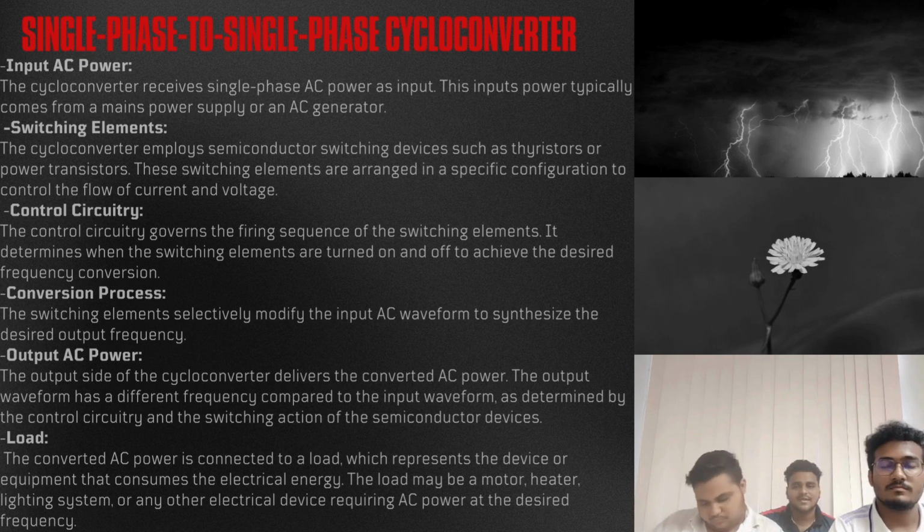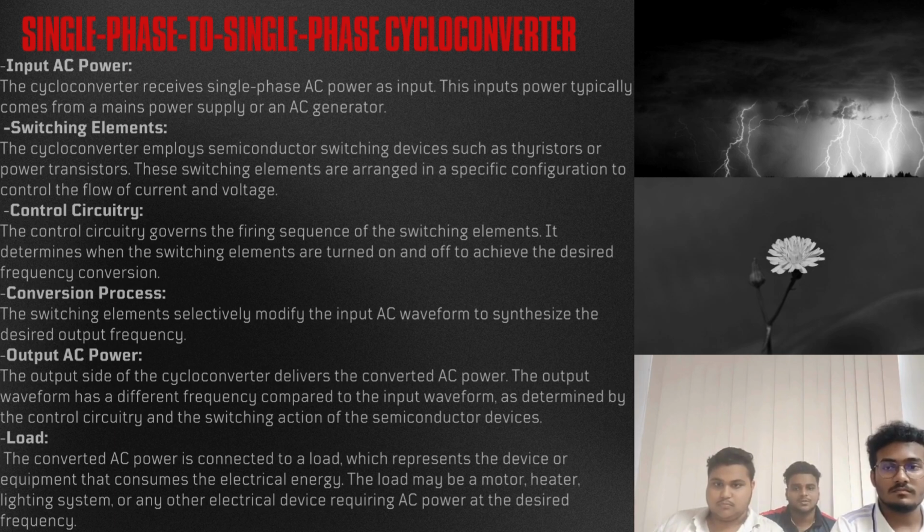Okay, for the single phase to single phase cycloconverter, they have input AC power, switching elements, control circuitry, conversion process, output AC power, and load. For the input AC power, the cycloconverter receives single phase AC power as input. And for the switching elements, the cycloconverter employs semiconductor switching devices such as thyristors or power transistors. And for the control circuitry, the control circuitry governs the firing sequence of the switching elements. It determines when the switching elements are turned on or off to achieve the desired frequency conversion.